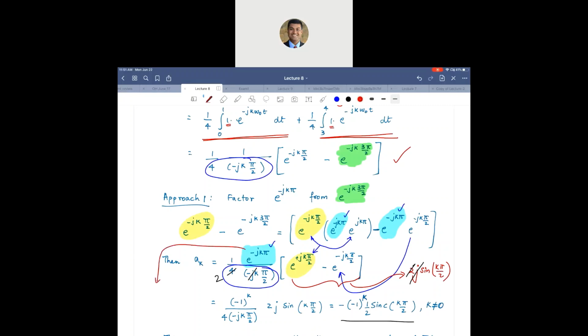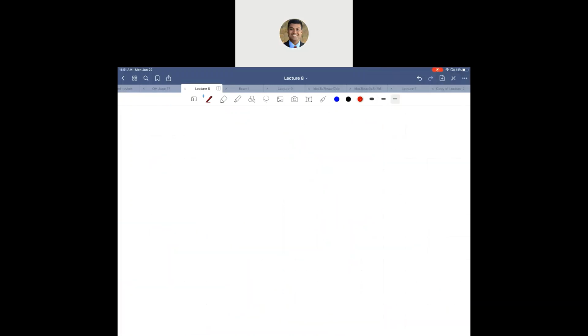But before we do that, I want you to note what this is. What is that? Let me do these on a different page: e to the minus jk pi. Okay, so let's do it over here. e to the minus jk pi equals e to the minus j pi raised to k, equals -1 to the k. You guys agree with that?